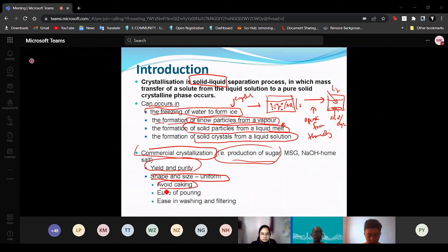Size and shape, okay, so they have a different size and shape, whether uniform or not. Okay, and then this one size and shape basically to avoid caking, and then it's easy for pouring, easy in washing and filtering. So why they have a certain shape and size? So this is to facilitate this activity.